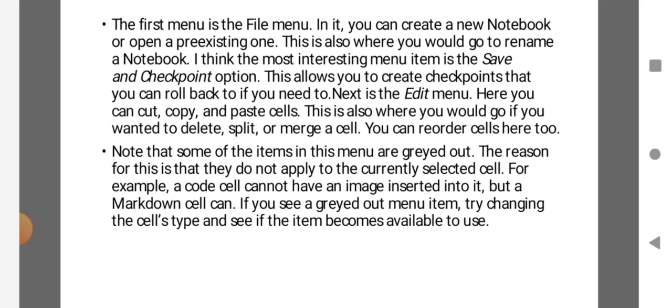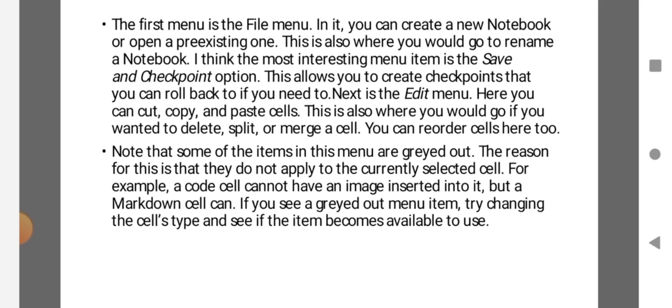In these main steps, first we have to create a new notebook. This is also where you would go to rename a notebook. Next, a checkpoint allows you to create checkpoints that you can roll back to if you need to. Next is the edit menu. Here in the edit menu we can cut, copy, paste cells, and this is also where we would go if you wanted to delete, split or merge a cell. You can reorder cells here too.